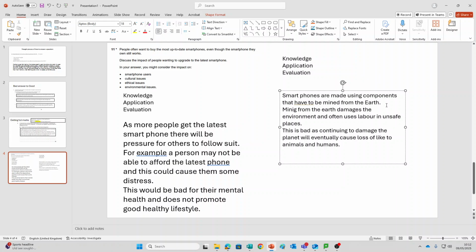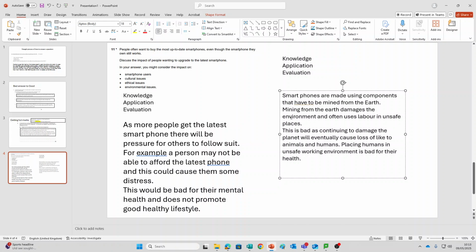Okay, so knowledge, application, even though I spelled mining wrong. I sort of mixed in two there. I put in and often uses labour in unsafe places. Placing humans in unsafe working environments is bad for their health. But I'm sort of doing two there, really. But that's fine.